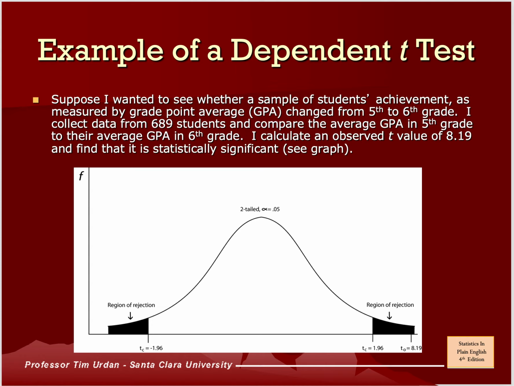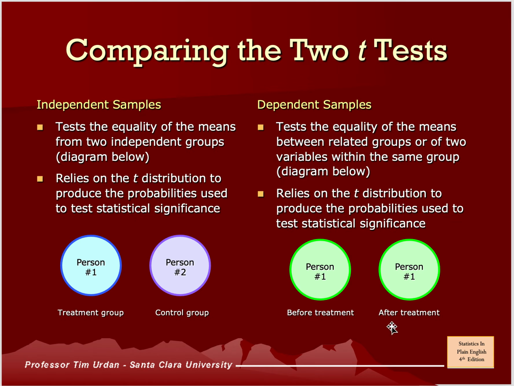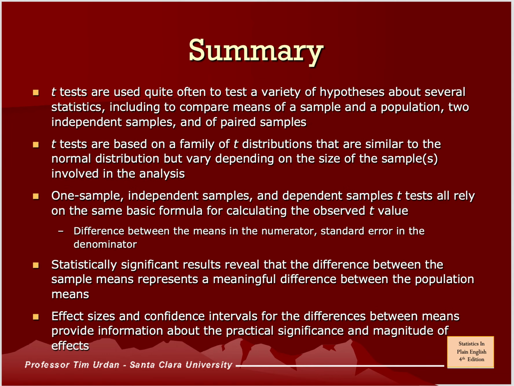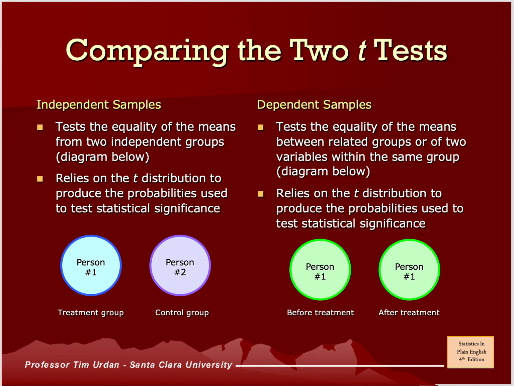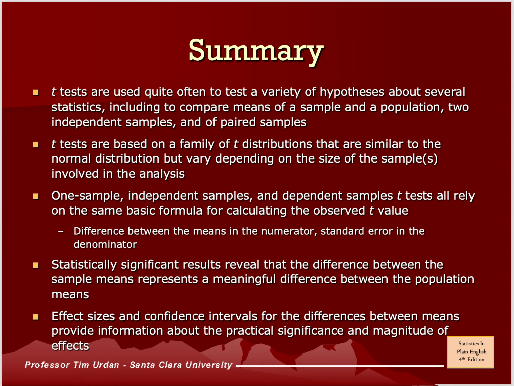I can calculate the observed t-value, using all my data, as 8.19, and then I need to know, is that statistically significant? So here is my t-value for my alpha. Here's where I'm at. I am in the region of rejection, which means I'm going to reject that because my t-value is greater. So here's a quick slide with the comparison of independent samples. In an independent sample, I typically have a treatment and a control group, whereas with dependent samples, I have a before treatment and after treatment group, and it's the same people.